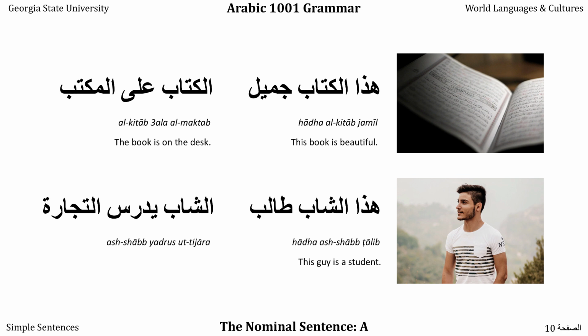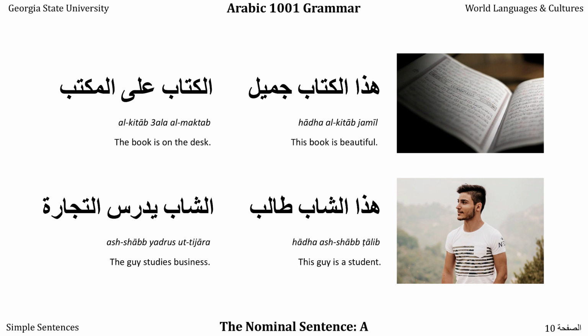Yadrus is a verb. He studies. We haven't touched on verbs in this series of lessons yet, and we're not going to for a little while, but you should probably be able to sort of recognize present tense verbs so far. Ashab, the guy. Yadrus, he studies. At-tijara, business or commerce. And this translates into English fairly easily. The guy studies business.